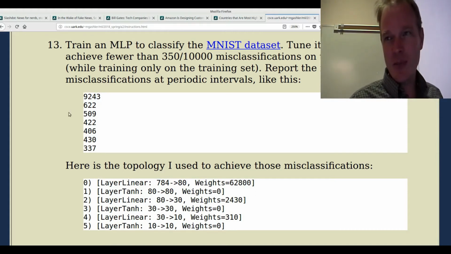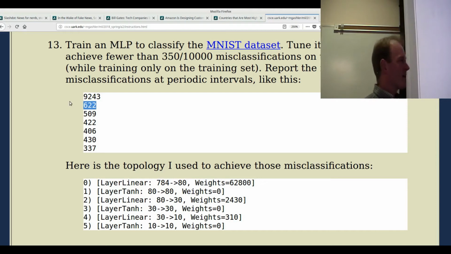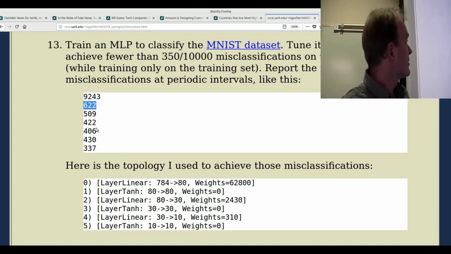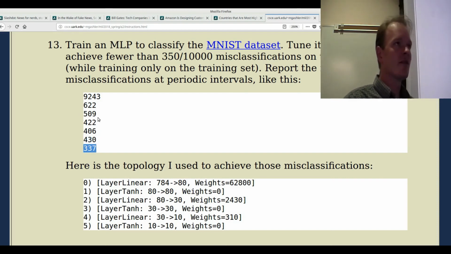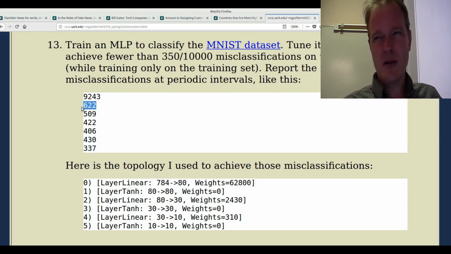After one training epoch, I was getting 600 errors. What is an epoch? That means for every pattern in the training data, I have presented it to my neural network and updated the weights one time with stochastic gradient descent. We'll talk more about that today. So by 2, 3, 4, 5, 6 training epochs, I had 337 errors. Now, each epoch took about a minute on my computer, if I remember correctly.